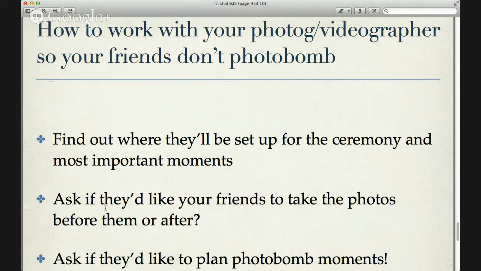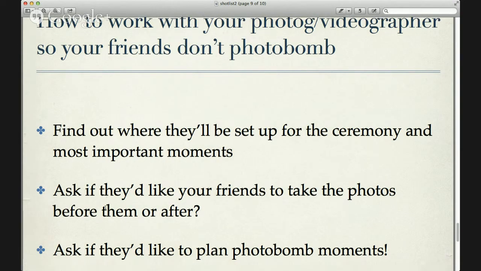Also, ask the pro if they would like your friends to take the photos before them or after them, so they're really not getting in the way. A lot of pro photographers will just say, hey, here's 5 minutes, go ahead and take all the photos you want, but now let us do our job.